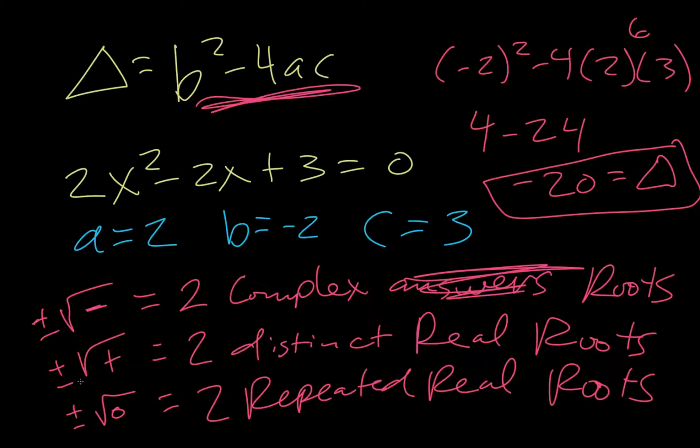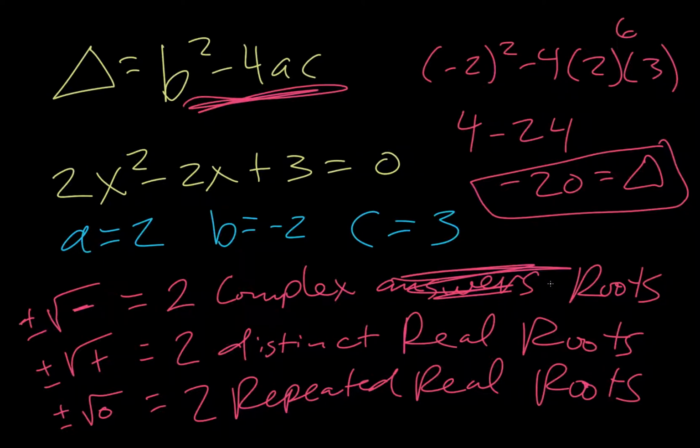Okay? And that's because plus or minus 0, square root of 0 is just 0, plus or minus 0, positive 0, negative 0. That's the same thing. And so that's why we'll get 2 of the same answer, essentially. We'll get a 3 and a 3, for example.